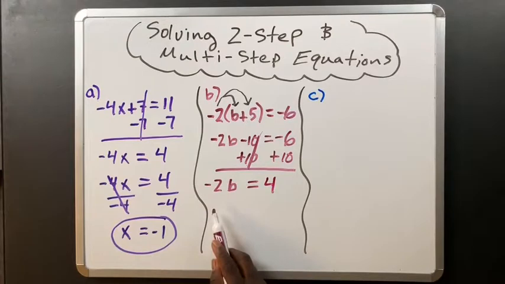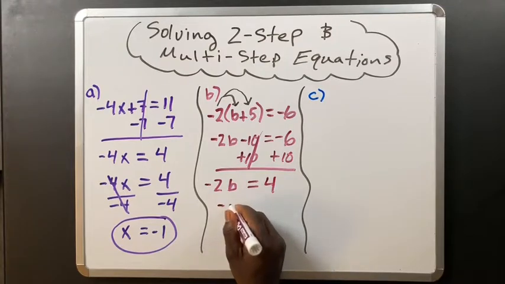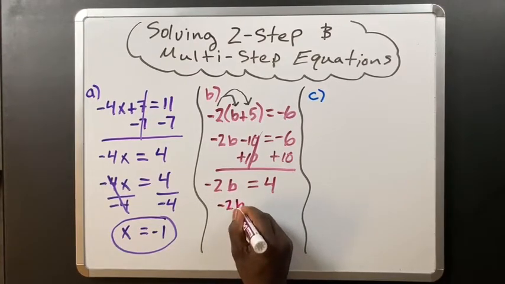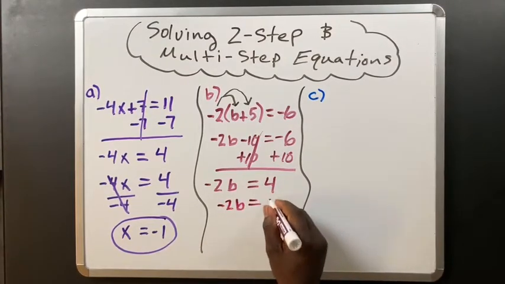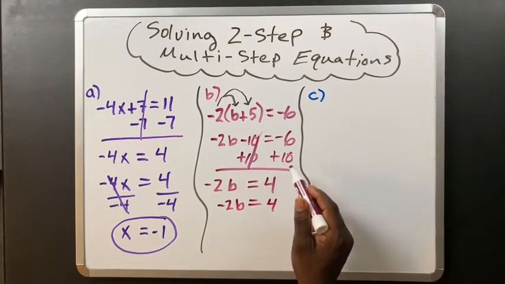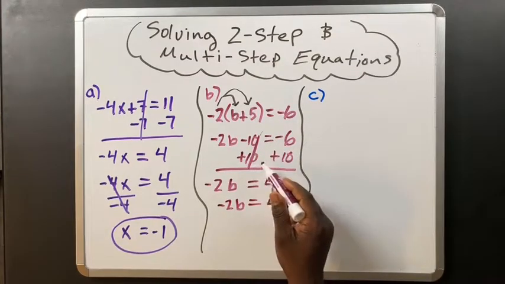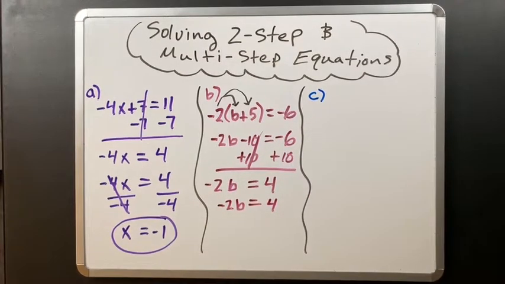Now, we need to get rid of that -2, the coefficient, in order to solve for b. And I'm going to write that again. So I'm going to bring this down. -2 times b equals 4. And here, our first step was the distributive property, actually. And then the second step was the addition property of equality.